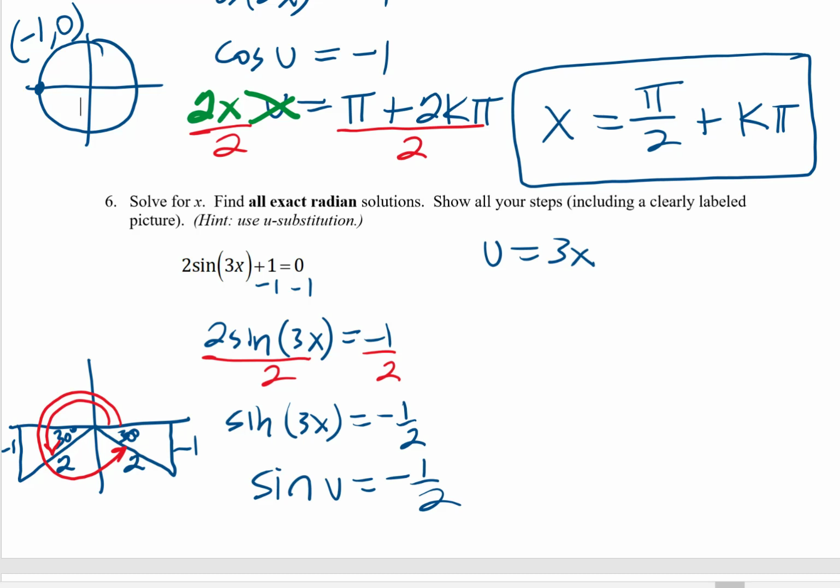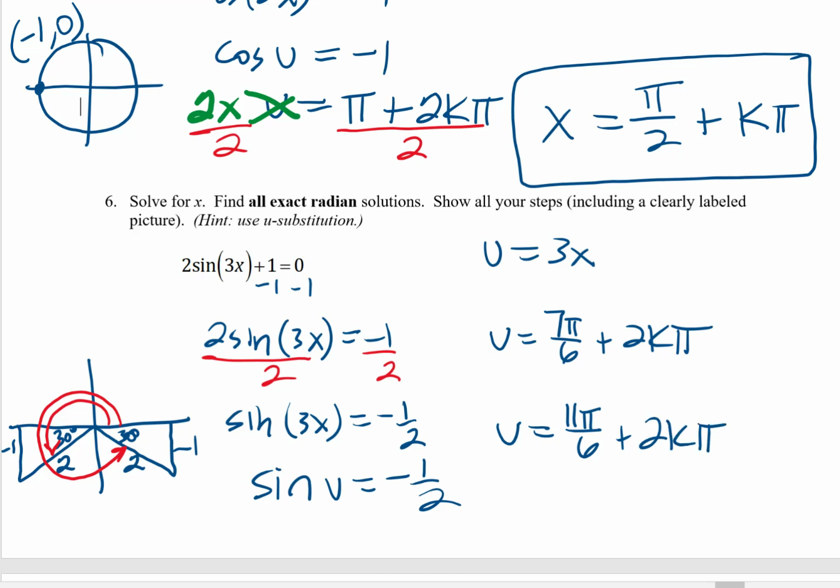Well, let's see. The third quadrant angle would be 7 pi over 6. We know there's a 6 on the bottom because the reference angle is 30. And the fourth quadrant angle would be 11 pi over 6, 330 degrees. Of course, I'm going to be tacking on 2k pi here because I can circle around as many times as I want. If I were solving for u, I would be finished.